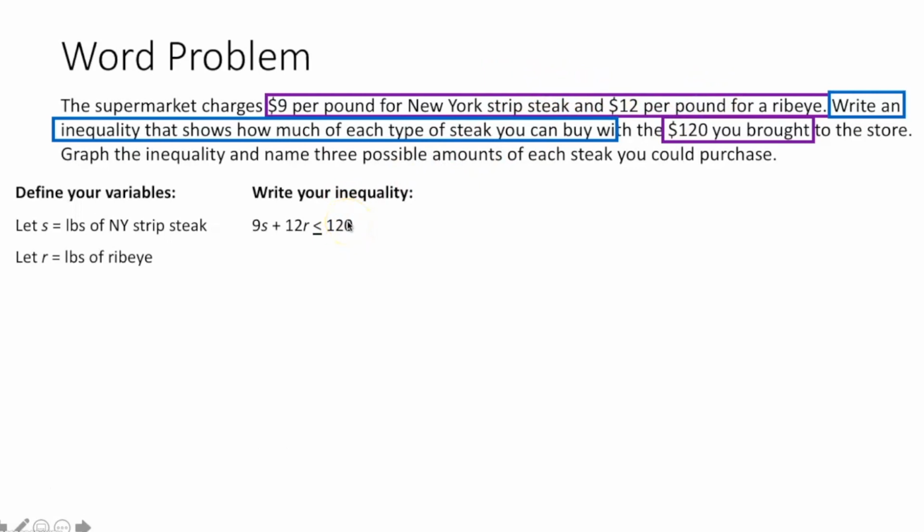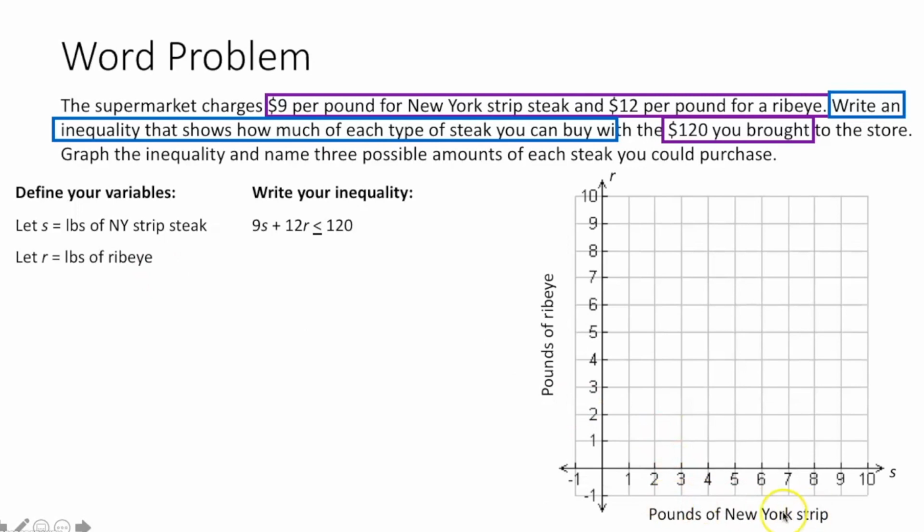Perfect. Now we need to create our graph. In this instance, it doesn't matter which one we consider our X and which one we consider our Y because they're both just pounds of steak. There is no dependent or independent variable. So it doesn't matter which one you put on which axis here. I'm going to just put the New York strip on my X and the ribeye on my Y.